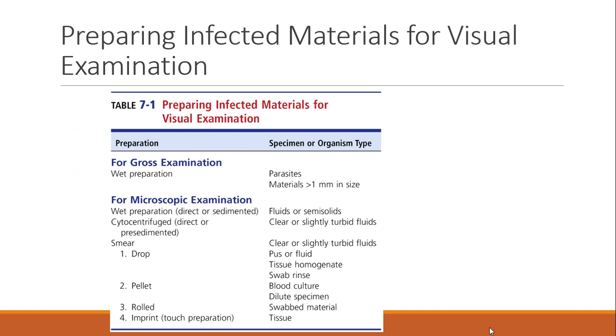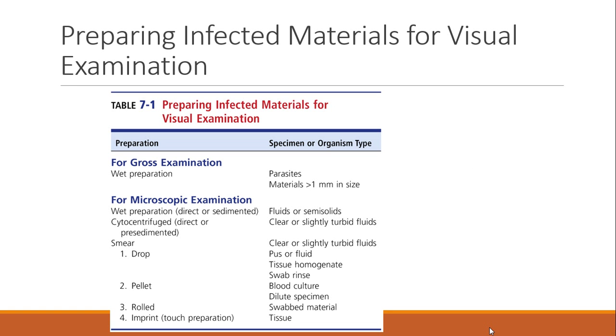Preparing infected materials for visual exams. We'll talk about when we use stools to look for parasites, when we prepare wet prep examinations. You might mix the swab with some saline. Hopefully it comes that way because the nurse collected it properly. You might need to cytocentrifuge the sample if it's a fluid. You may need to prepare a smear if it's some kind of fluid like pus or peritoneal fluid. You just take a drop with a pipette.